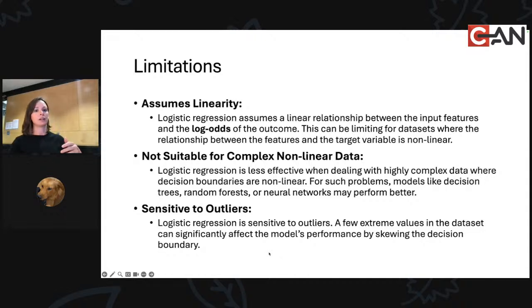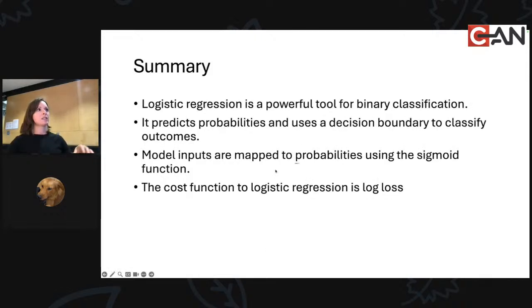So in summary, the takeaway from here is it's powerful for binary classification. That's the type of problem: classification problems, specifically binary. So logistic regression does not do multi-class classification. It predicts probabilities, and it does that using a decision boundary. And the model inputs are mapped to those probabilities using the sigmoid function, which again is a transformation on our linear regression function. And the cost function is log loss, the way those weights are optimized.